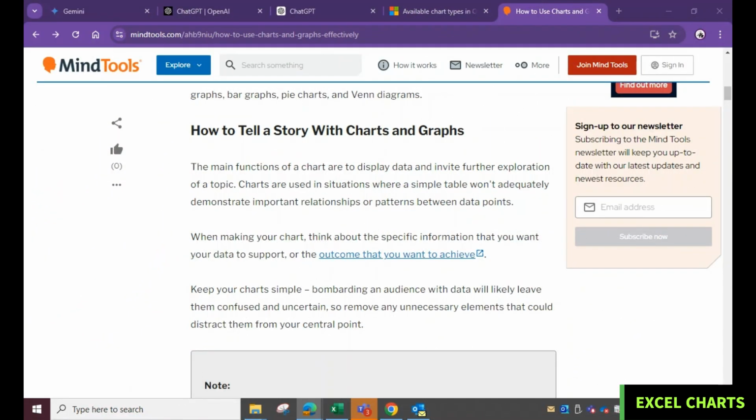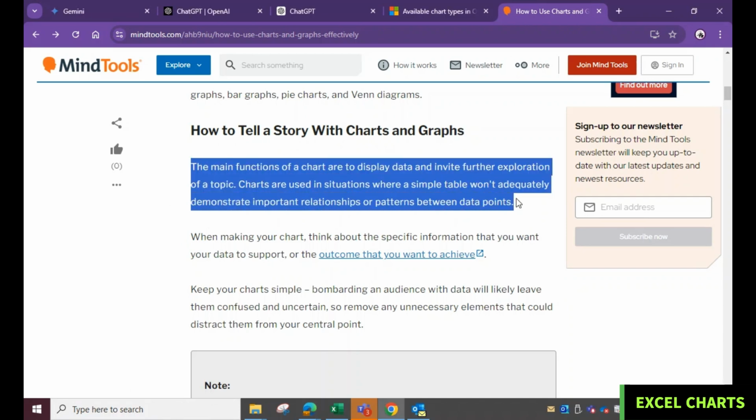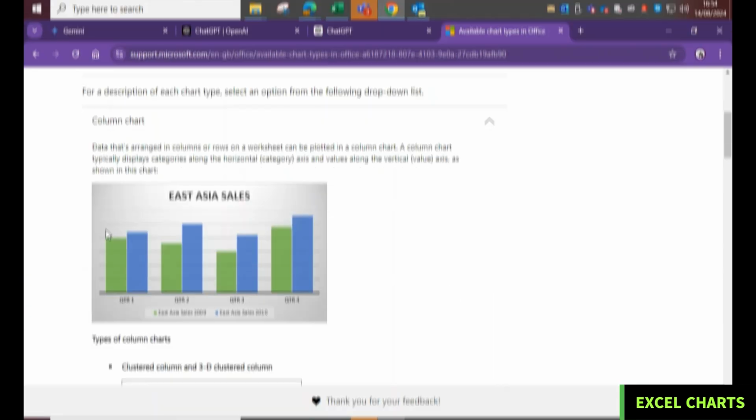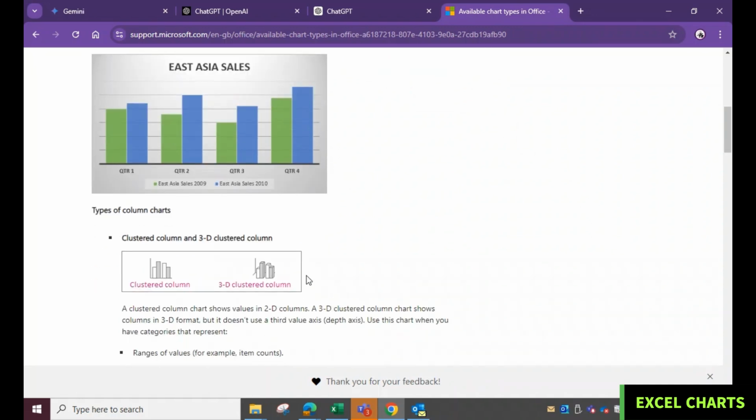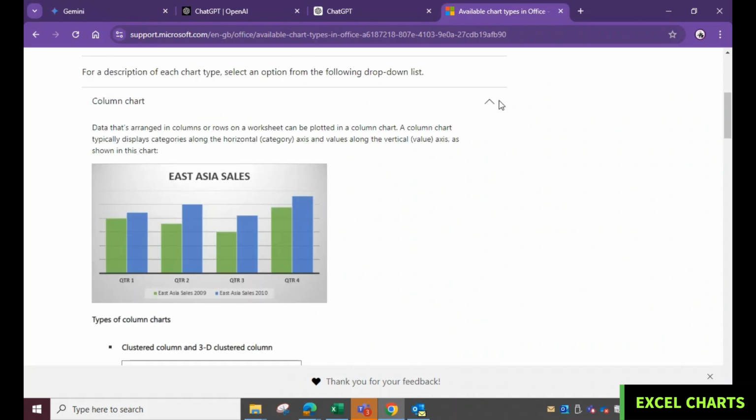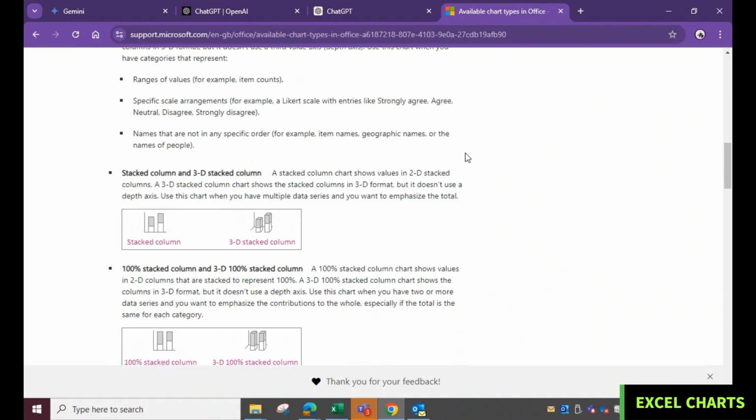But what is the purpose of charts? The purpose of charts is to visually represent data in a way that is easy to understand and interpret. By doing so, they simplify complex information, highlight relationships, and enhance communication. Also, they support decision-making by making data more accessible and engaging, helping audiences quickly understand key points and trends.